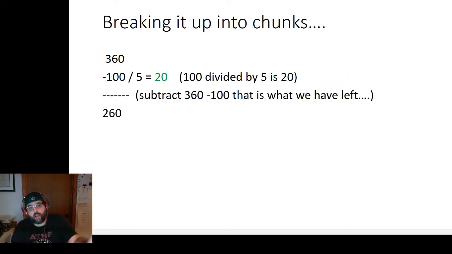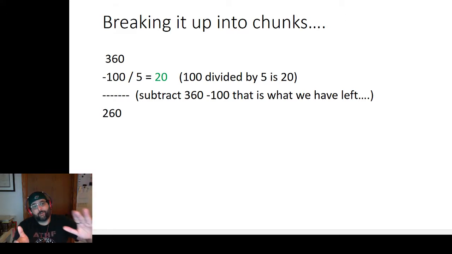So we're going to take out that 100. We know that 100 is divisible by 5. 100 divided by 5 is 20. For this lesson we have to know that 100 divided by 5 is 20. We would know that if we counted up by 5s to 100, we would eventually get to 20. So we're going to mark that off as a green number here.